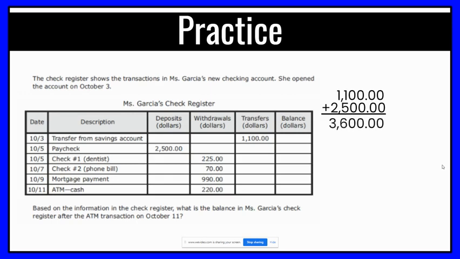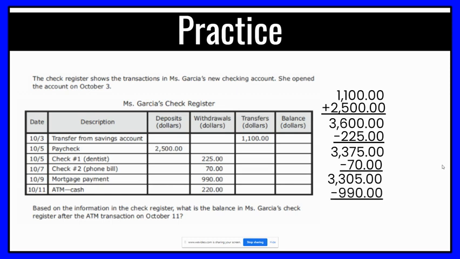Then I made a withdrawal for the dentist, which was $225. So I subtract $225. And I now have a balance of $3,375. I again wrote a check for the phone bill, so that was a withdrawal, subtracting $70. So I have $3,305 left. Then I made a mortgage payment of $990, which was a withdrawal, so I subtract that.